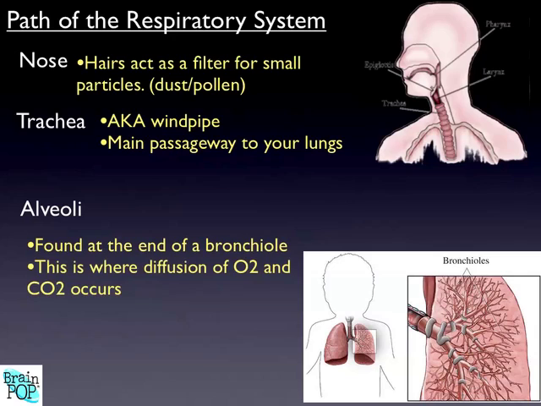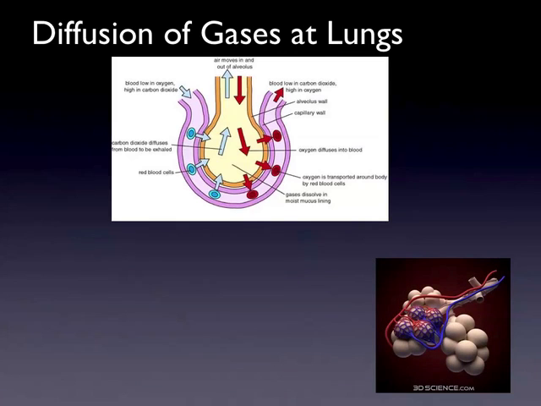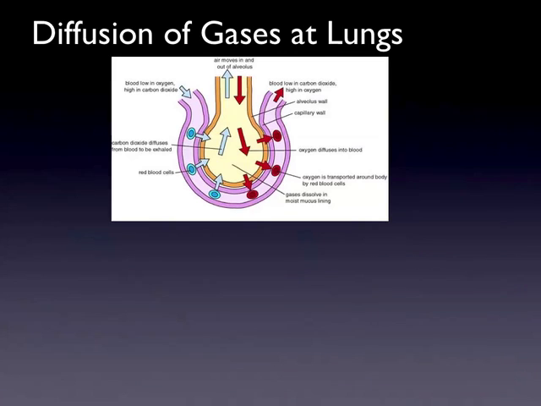The place where they end are called alveoli. Alveoli are these little clusters of tissue where oxygen is absorbed and carbon dioxide is released. And they look like broccoli or a cluster of grapes.